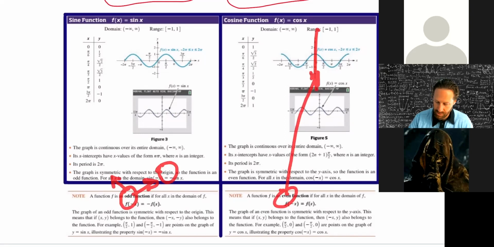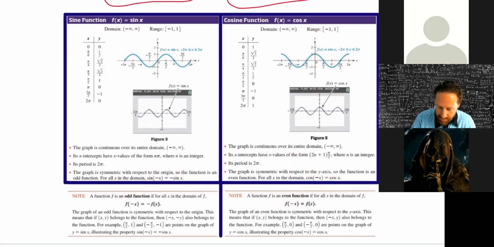So odd origin, even y-axis. Okay, meaning that if you notice, this is pi over 2, 1. Well, if it's odd, you got to do the exact opposite. You'd have to go negative pi over 2 and get negative 1. So that's what they mean by symmetry about the origin. Okay, not as useful. All right, so that's it for the first section.